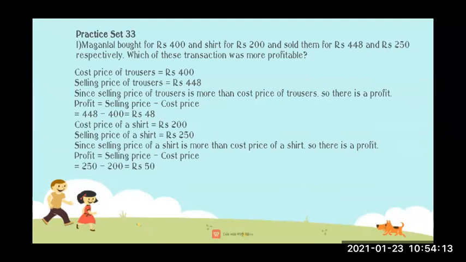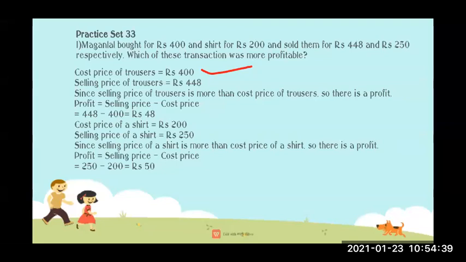Now what do you have to find out? You have to find out whether this transaction is more profitable or not. So first we will bifurcate two things. First we will solve the cost price of the trouser and then we will solve the cost price of the shirt. So our first statement should be: cost price of trouser. Now what is the cost price of the trouser?